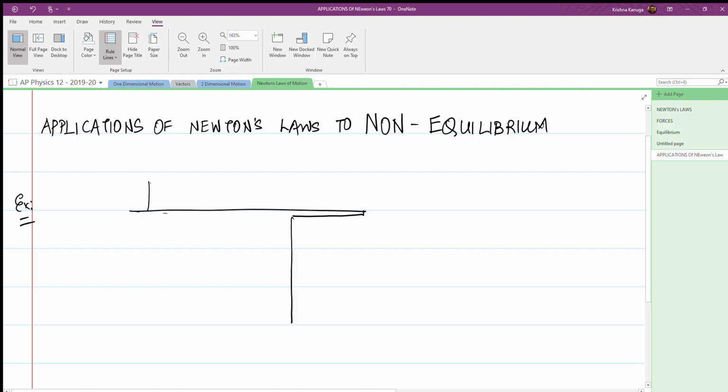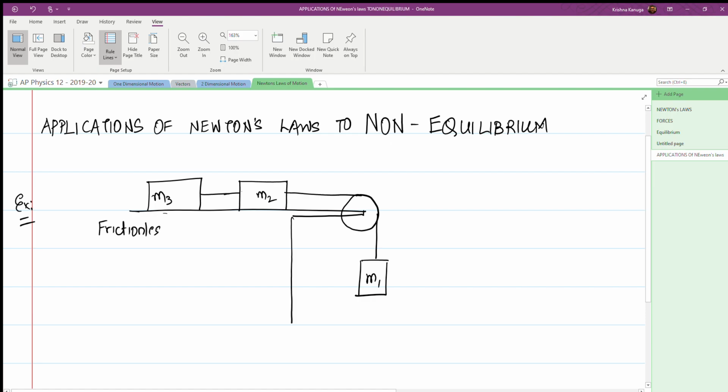So let's say we have a block, I'll put the masses in one second. Let's say we have two blocks connected by a string that passes over a pulley, and it's connected to a third block. Let's say this one is M1, this one is M2, and this one is M3. So we have three blocks and everything is frictionless. So there will be motion. When you release the system from rest, block M1 is going to start moving down and it's going to pull M2 and M3 along with it.